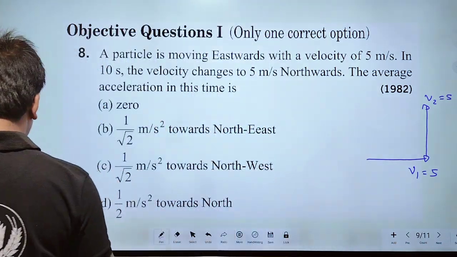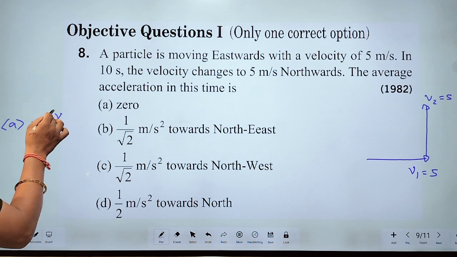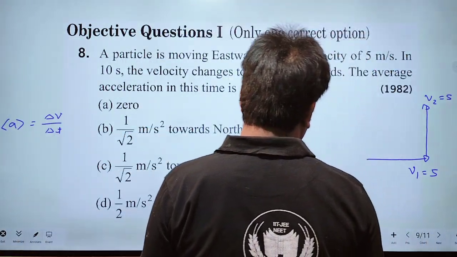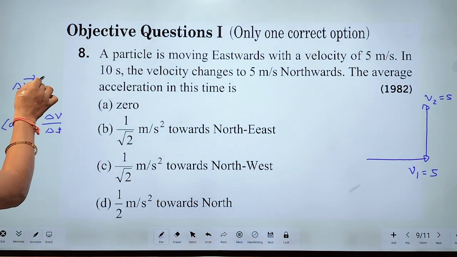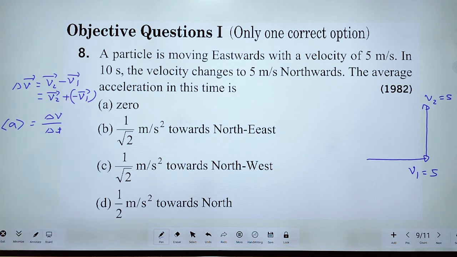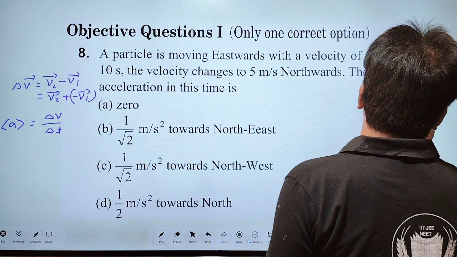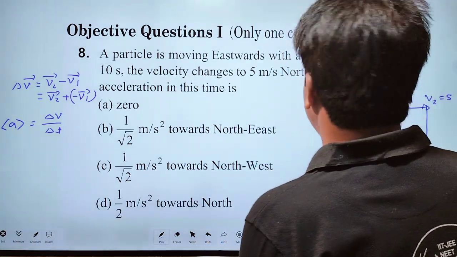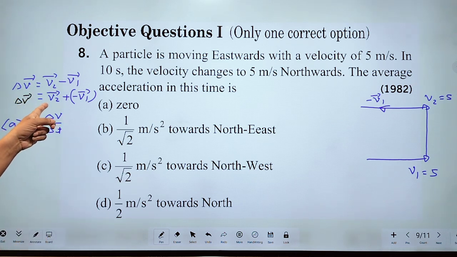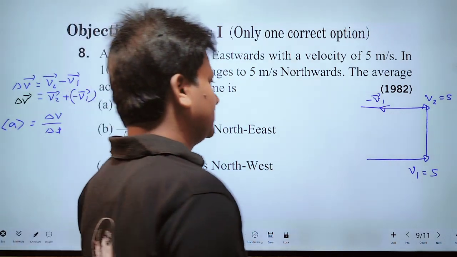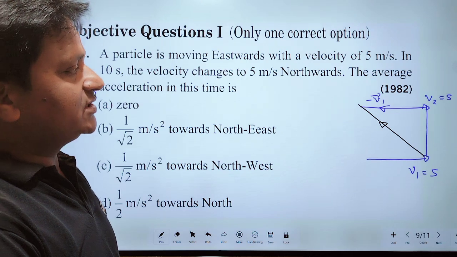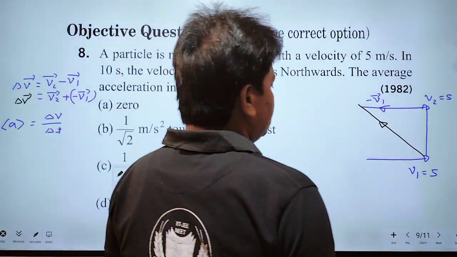Average acceleration will be change in velocity upon time interval. Therefore, change in velocity is final minus initial, that means V2 minus V1. Minus V1 means direction becomes opposite, but magnitude will remain same. Therefore, resultant will be delta V, equal to the sum of this and this. Resultant is taken from tail of the first vector to the head of the last vector. This is delta V.